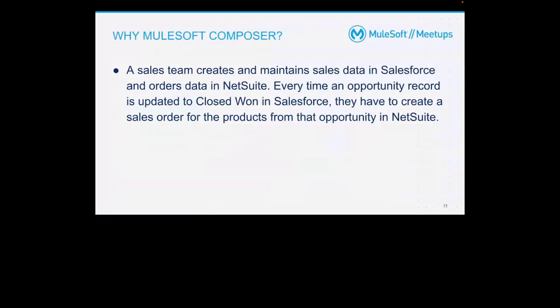So, as said, this is a small example about why automation is important, right? A sales team creates and maintains sales data in Salesforce and orders data in NetSuite. Every time an opportunity record is created to close one in Salesforce, they have to create a sales order for products from that opportunity in NetSuite.